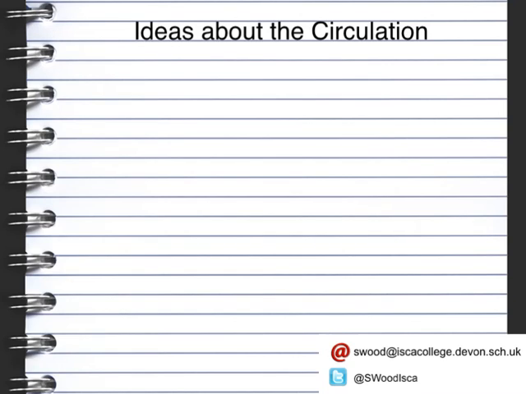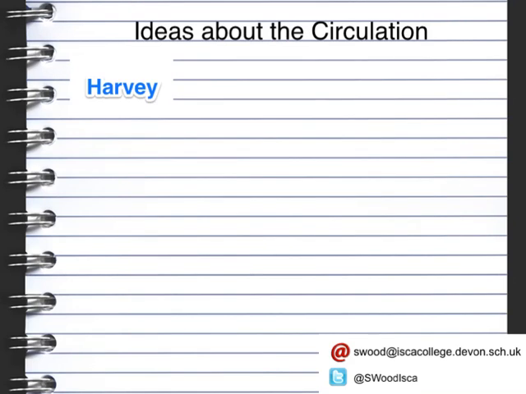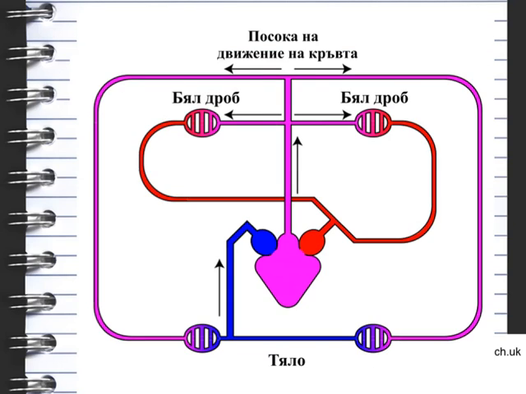Now, later on, in 1628, a British scientist by the name of Harvey, and that's him there, came up with the idea that blood was pumped around the body through blood vessels. He found that arteries carried blood away and that veins carried blood back. He found that the arteries were under high pressure and the veins had valves to prevent backflow.